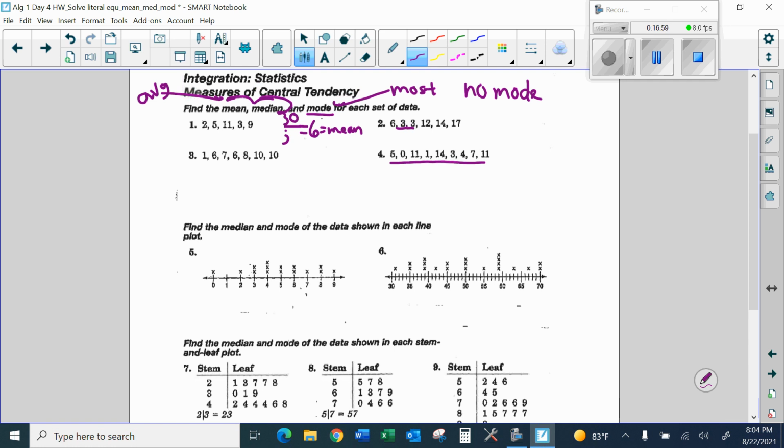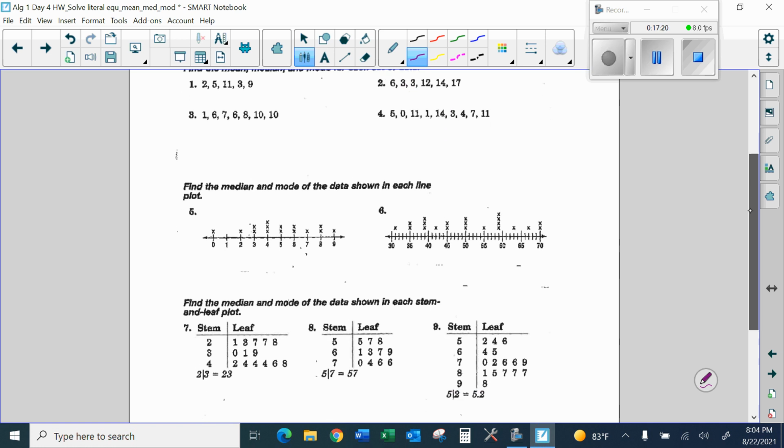Now there can also be 2 modes, as in here, 6 and 6. There's got 2, and 10 and 10 that has 2. That's called bimodal. Bi meaning 2, so it would have 2 modes. Okay, those should be all familiar terms to you. Okay, so you're doing the same thing, just given different formats.